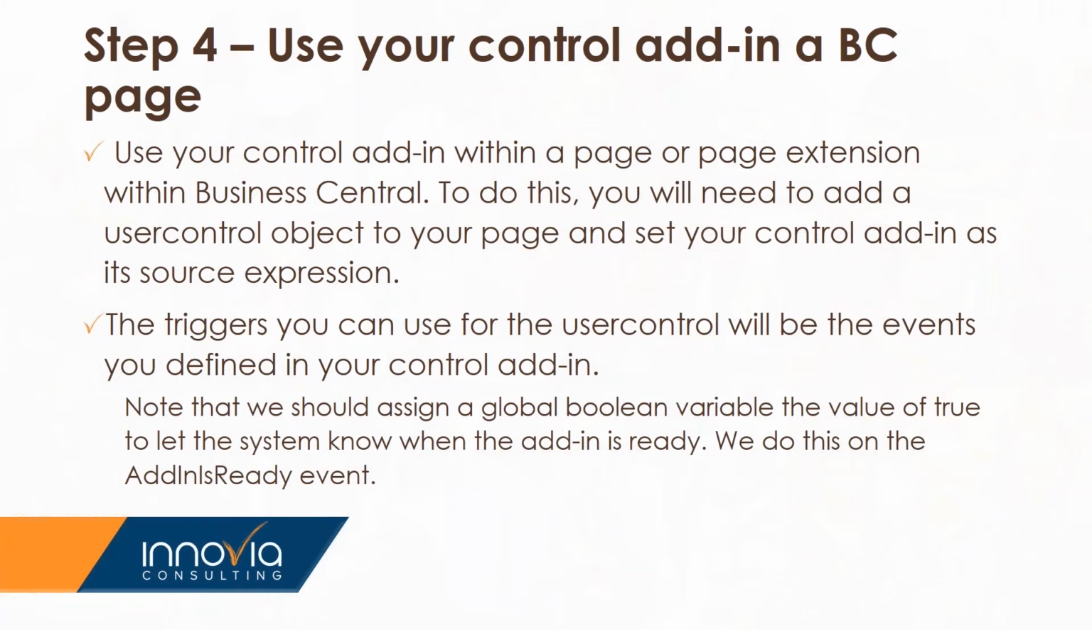All right, so we've made our JavaScript, we've made our control add-in, and now we actually want to use it in a Business Central page. Maybe your add-in is going to be a fact box, maybe it's a control like mine. So you need to consume it in your actual Business Central object. There's a user control object that you can add to your page. It's a control add-in, but when you're adding it to your page, they call it user control.